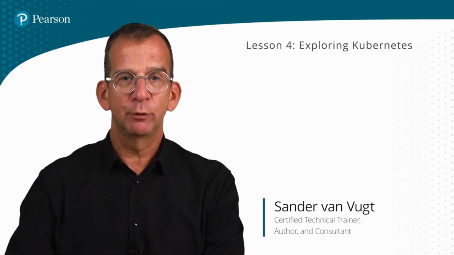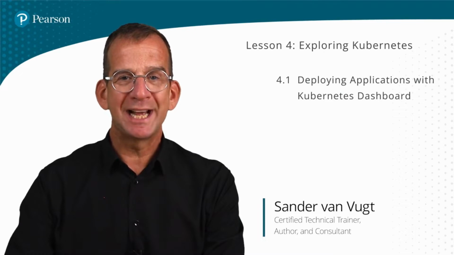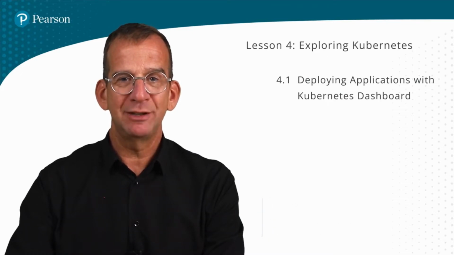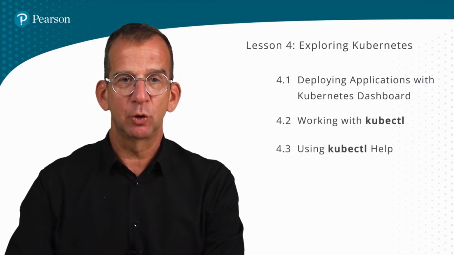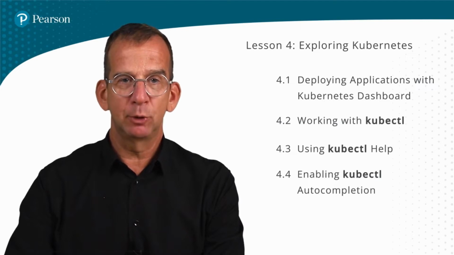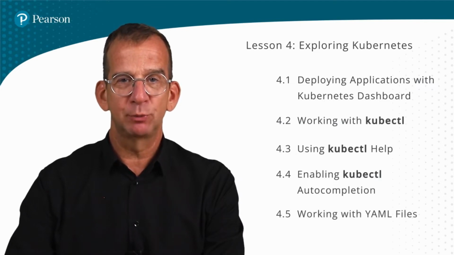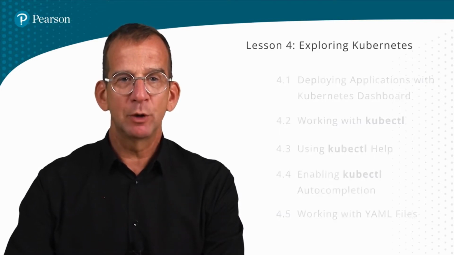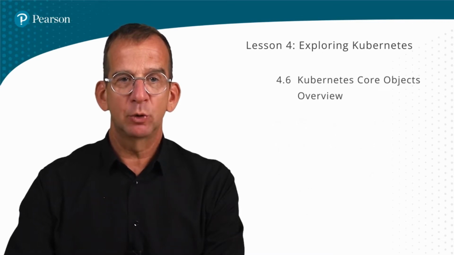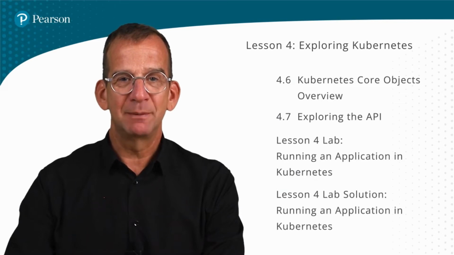In this lesson you'll take your first steps in the world of Kubernetes. I'll start by showing you the dashboard, which allows you to deploy applications easily. Next I'll teach you how to work with kubectl, which is a core utility for working with Kubernetes. You'll learn how to enable kubectl tab completion as well as working with YAML files. And once we know how these work, we'll have a look at core Kubernetes objects as well as the API. This lesson, like most, also has a lab at the end to allow you to practice your skills.